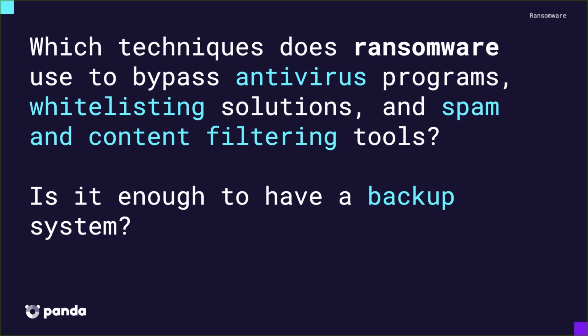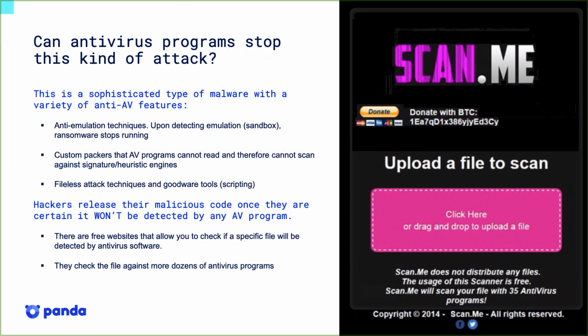So once an attacker or once ransomware gets into the environment, what techniques do they use to bypass antivirus programs, whitelisting solutions, and spam and content filtering tools? Also, should it be enough to have a backup solution in place? We'll start with antivirus programs.